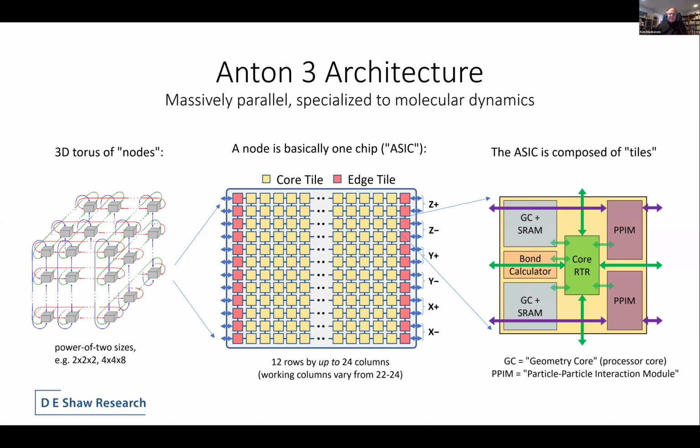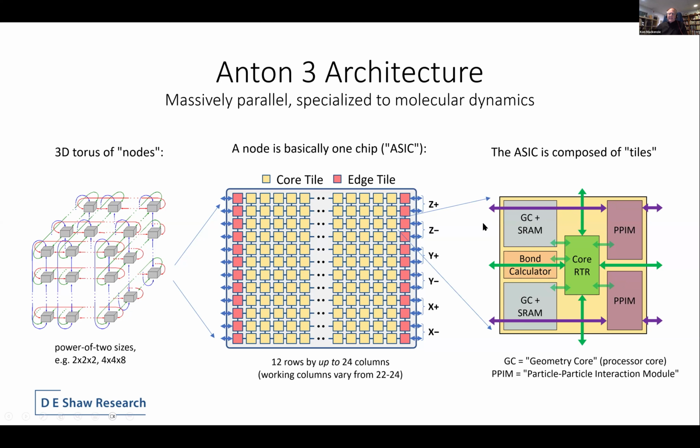So the 2 main things to take away from this slide is, 1, it's very parallel. There are a lot of things going on here. If you count up 64 nodes times 12 rows times 24 columns times 2 things, there's 36,000 of these processors all working together simultaneously to compute a time step.